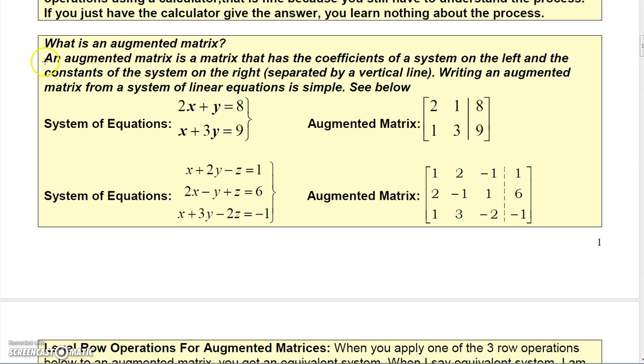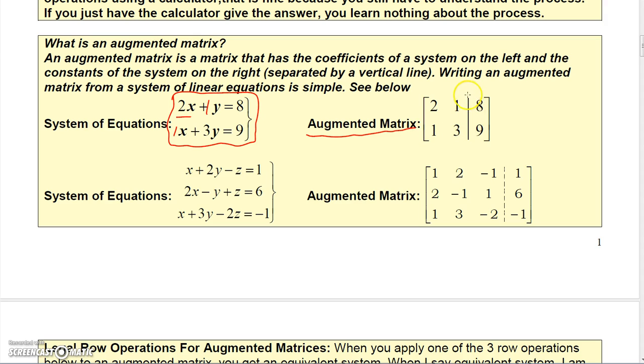So let's talk about an augmented matrix. So let me just show you what an augmented matrix is. Let's say I have a system like this where I have all of the variables on the left and the constants on the right. So here the coefficient of x is 2, the coefficient of y is 1, and here the coefficient of x is 1, the coefficient of y is 3. So what I can do is I can take the coefficient matrix 2, 1, 1, 3, and then I can augment it with the constant matrix for 8 and 9. So I can put those together and I get what's called an augmented matrix.